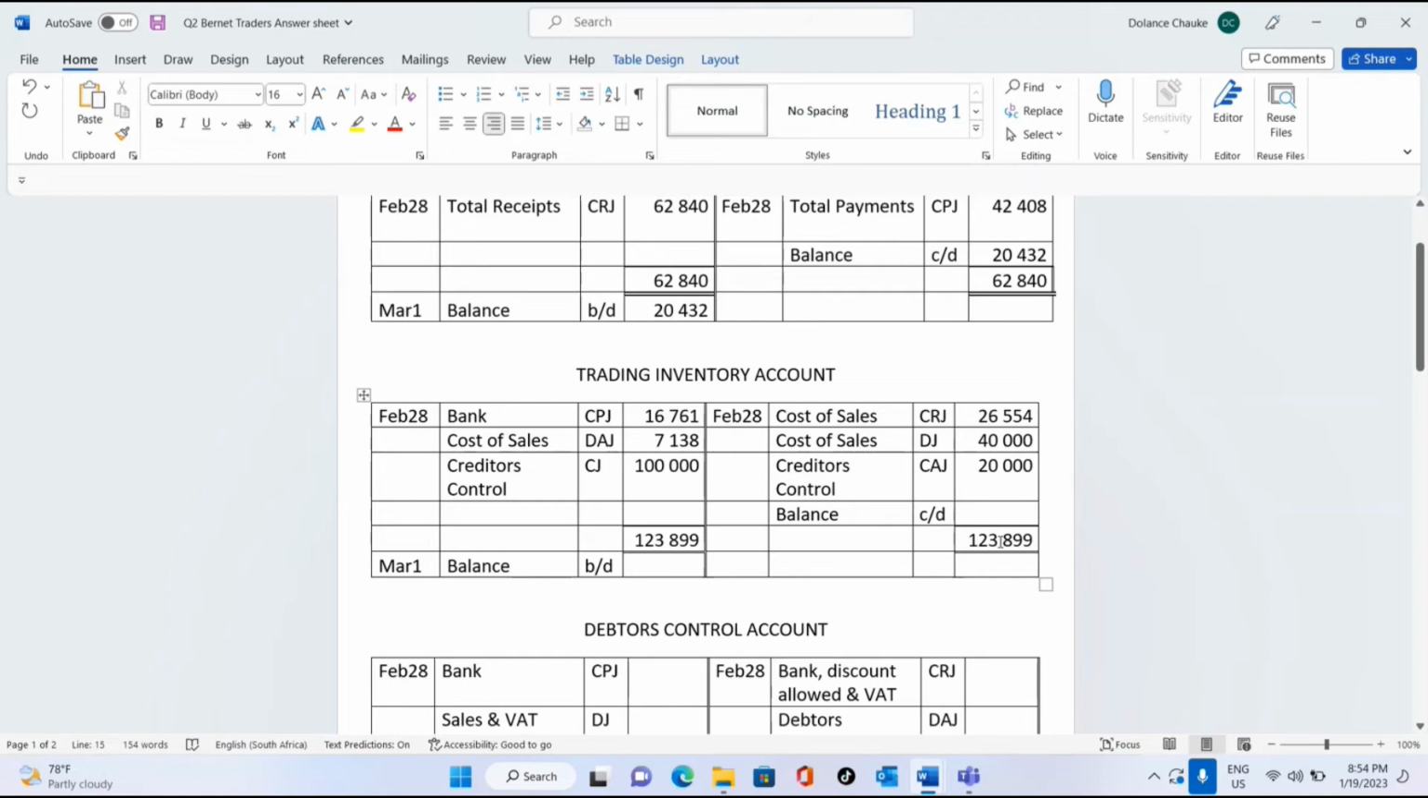And then we're gonna say 123,899 minus 26,554 minus 40,000 minus 20,000. We will get our closing balance there. That will make both sides equal. How much?